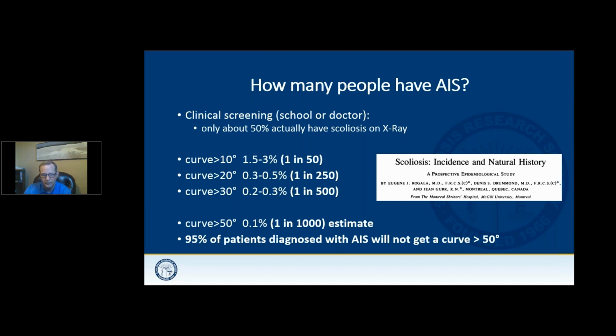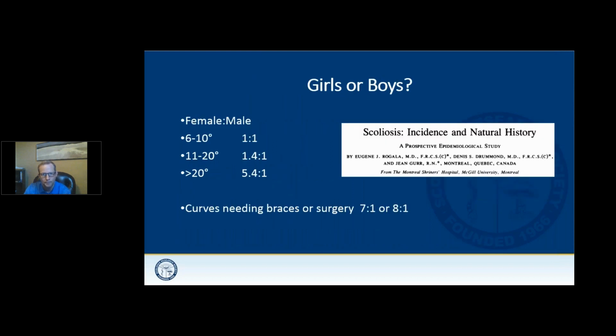And then really big curves, like greater than 50 degrees that we might start talking about operations on, we estimate are about 1 out of 1,000. So having scoliosis is about 1 out of 50, and needing surgery for scoliosis is about 1 out of 1,000. That's a 20-fold difference. So the good news there is that 95% of patients who are diagnosed with adolescent idiopathic scoliosis are not going to get to that range where they need surgery.